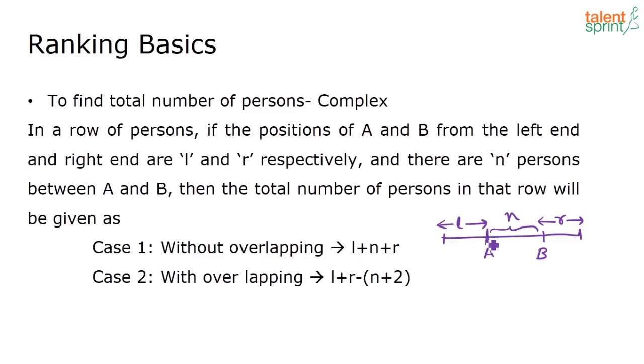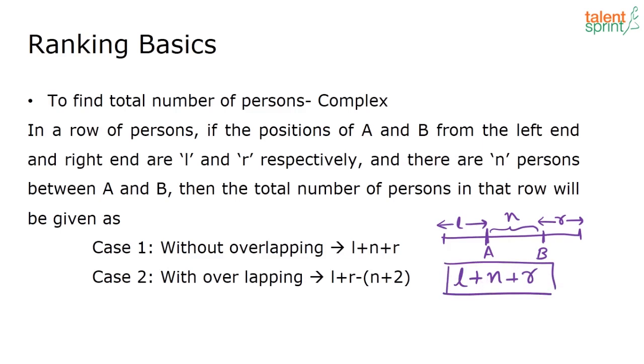So from here till A, how many people are there? There are L people. This is including A. Then between A and B, you have N people, correct? After that, including B, and after B, you have R people. So the total number of people that you have is L plus N plus R. Correct? This is the first case.